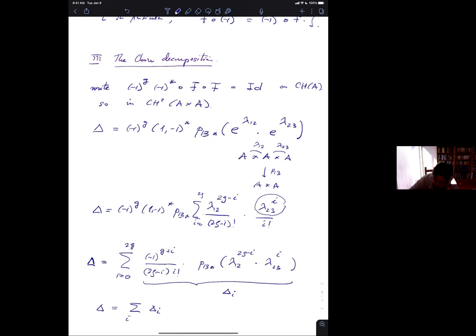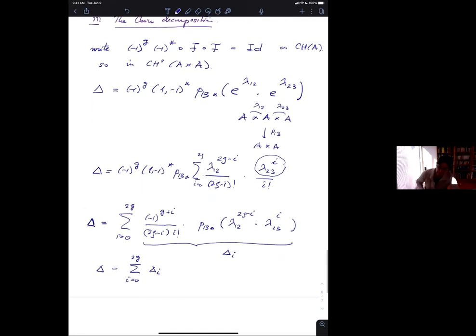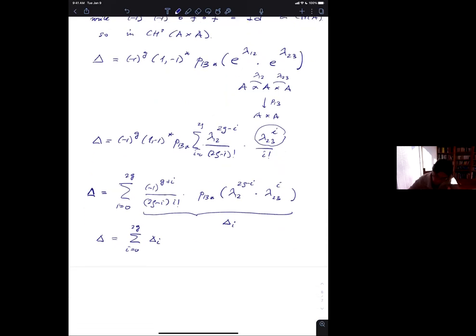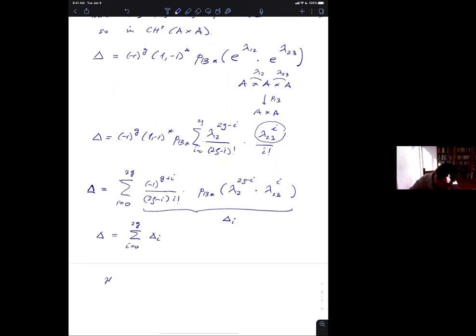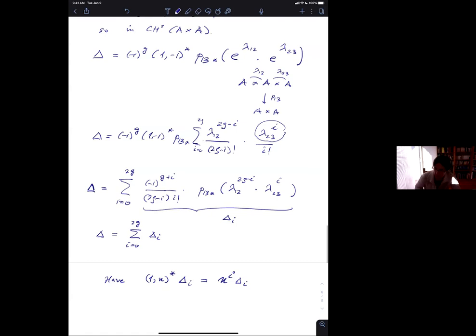And the reason why we're interested in this is that these delta I's, the way we wrote them, are eigenvalues of the pullback by multiplication by N. So in fact, we have that if we pull back under 1 times N, this is N to the I, delta I. And this goes back to, you see, this N acts on this copy. And as we talked about, the Poincaré bundle behaves nicely under pullback under 1 times N star, right? So this is exactly what this translates into.